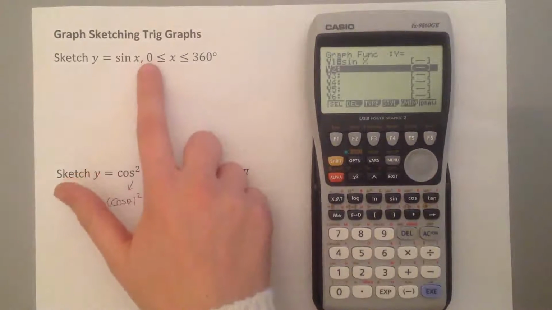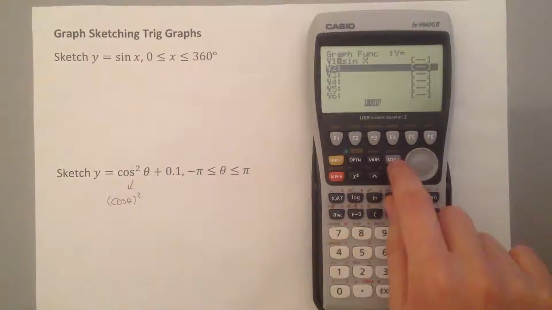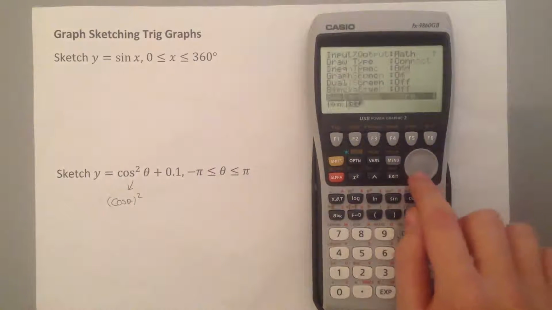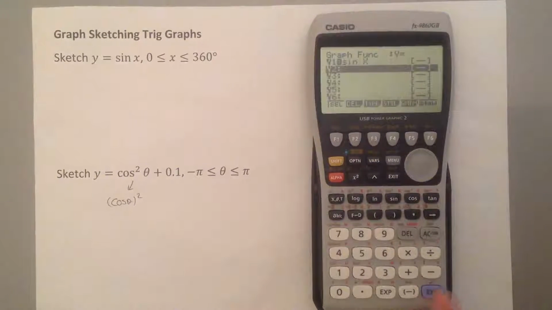Now, the range we've been given is 0 to 360 degrees, so we must check that the calculator is in degrees mode. So if I do shift and then menu, which takes me to the setup, I can go down until I get to the angle and make sure it says degrees.